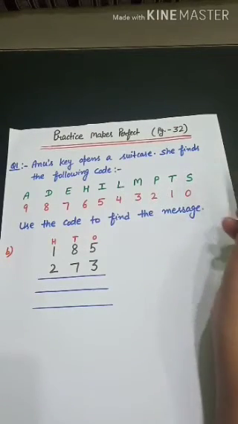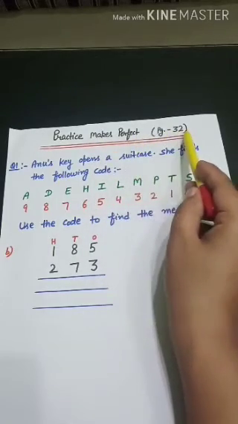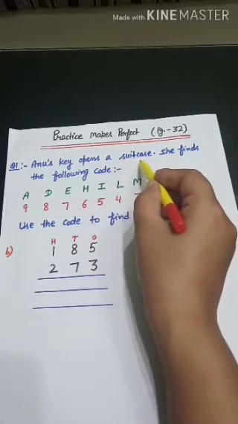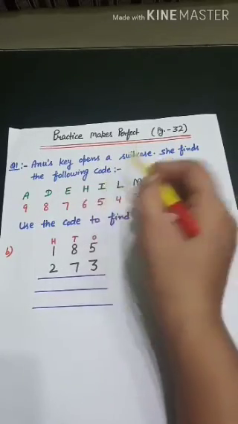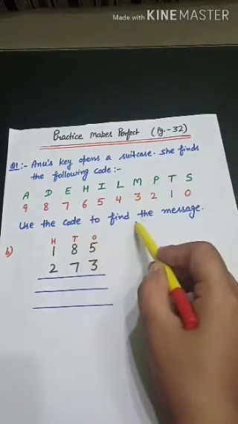Now we will discuss some questions from the practice book, Practice Makes Perfect, on page number 32. Question number 1. Anu opens his suitcase. She finds the following codes. Codes are given here for the digits. Use the code to find the message.